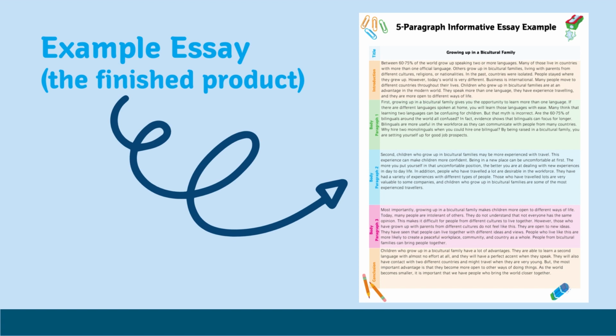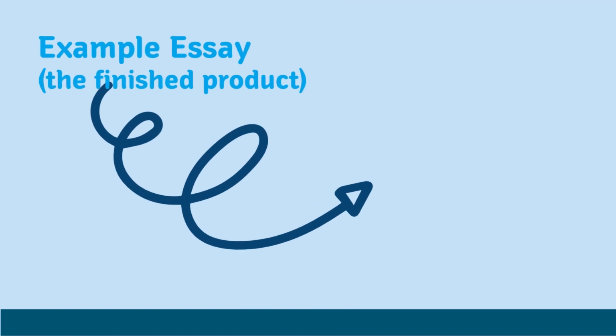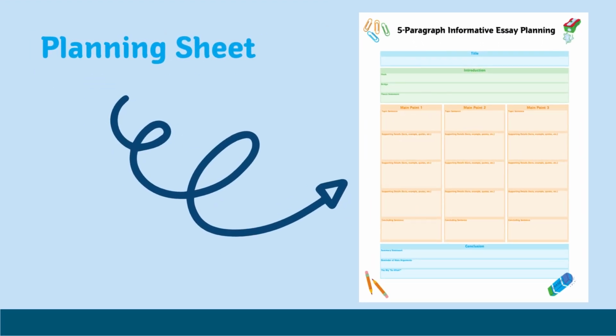So here is an example of the finished product. This is what we ultimately want to end up writing. But getting there isn't that easy, so we need to use a planning sheet to help us structure this piece of writing. And here is an example planning sheet. Now there are many different planning sheets for different types of essays, but we're going to be working today with the informative essay planning sheet. And we've got our very own version that you can use for planning all of your different essay types.